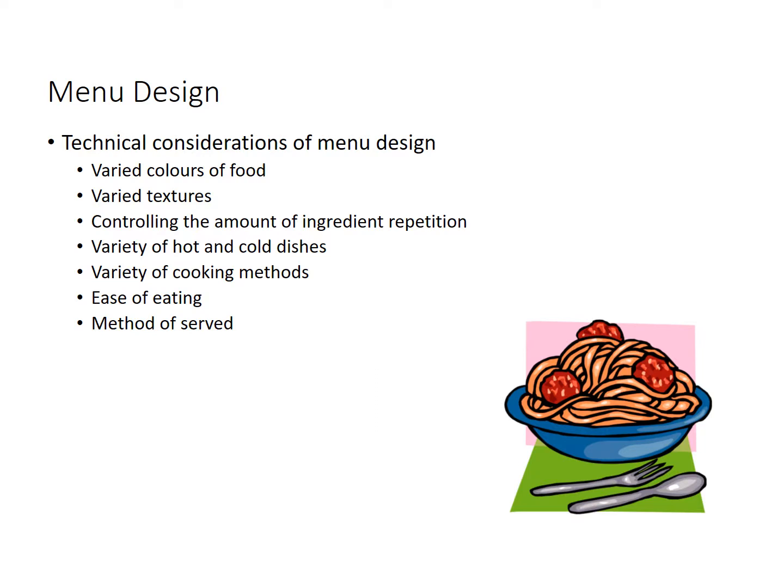Menu design, technical considerations of the menu design, which includes varied colors of food. And what about the variety in terms of different textures? Controlling the amount of ingredients and the repetition. The variety between hot and cold dishes. The variety between different cooking methods and ease of eating and the method to be served. Again, all these elements need to be taken into consideration. Obviously, all dependent upon the market you're in, what you're trying to achieve, your pricing strategies, and your type of customer who you're serving to.